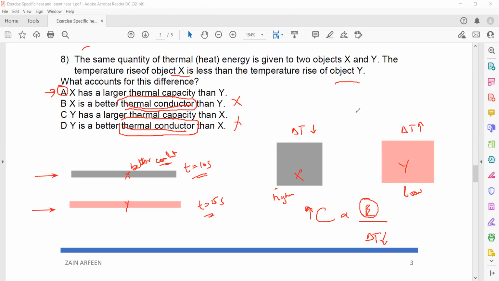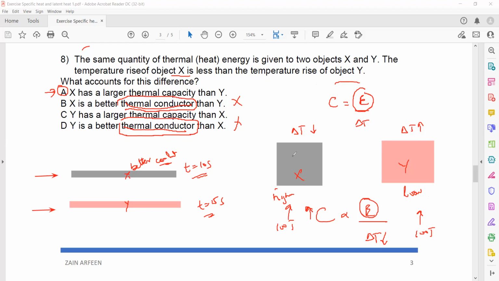So we can compare the thermal capacity. The thermal capacity is equal to energy divided by temperature change. In the question we provide the same amount of energy, so energy is the same, energy is not changing for both. Like if I say I supply 100 joules of energy to X, it means I supply 100 joules of energy to Y. But the temperature change for X is smaller.